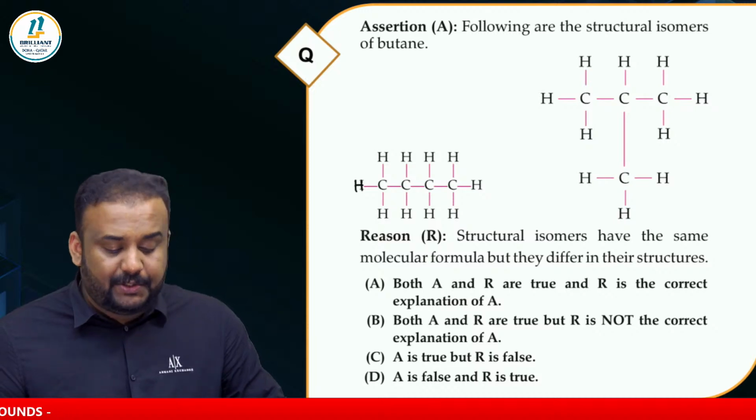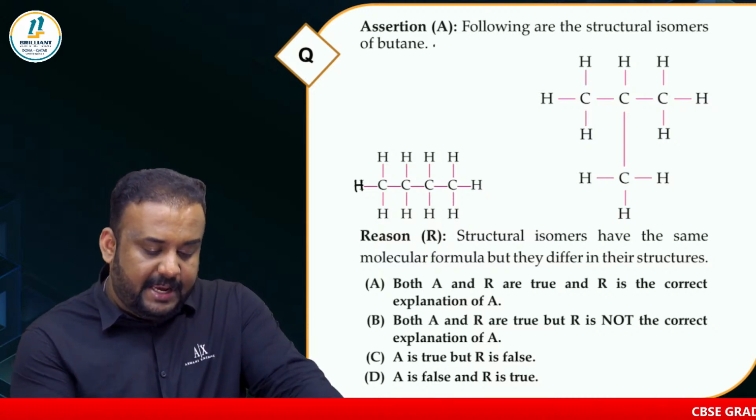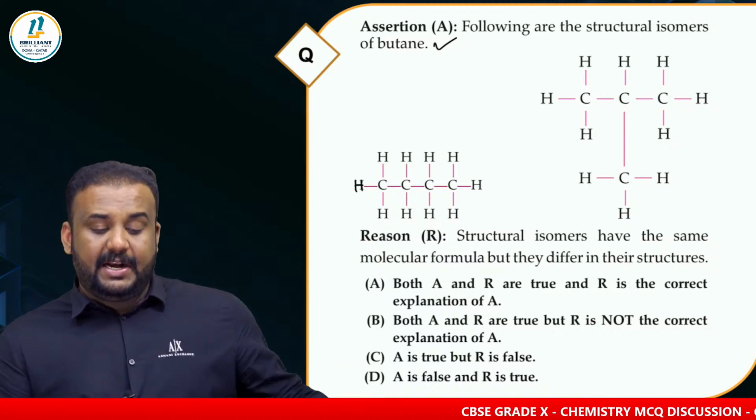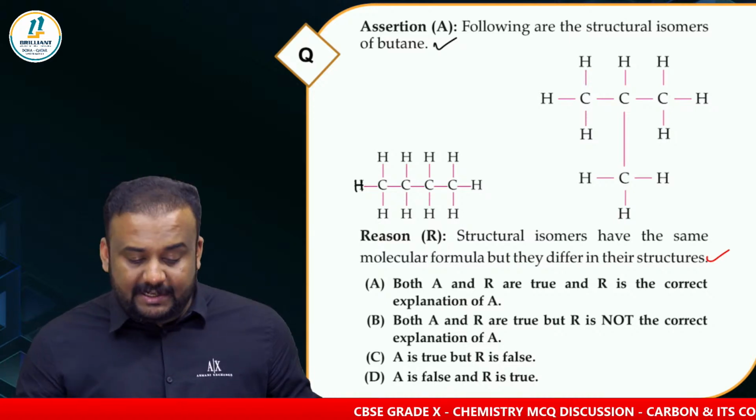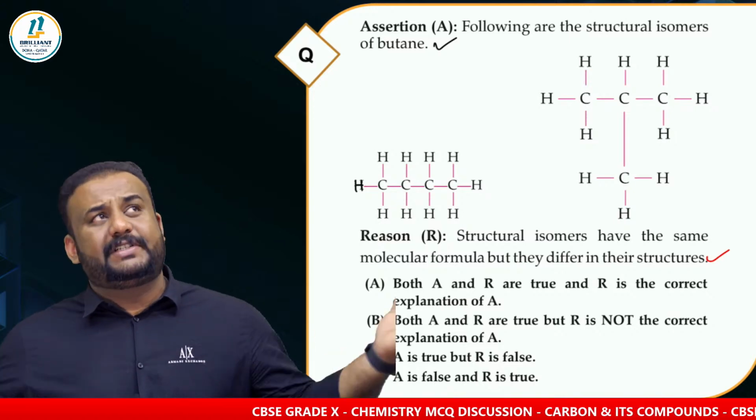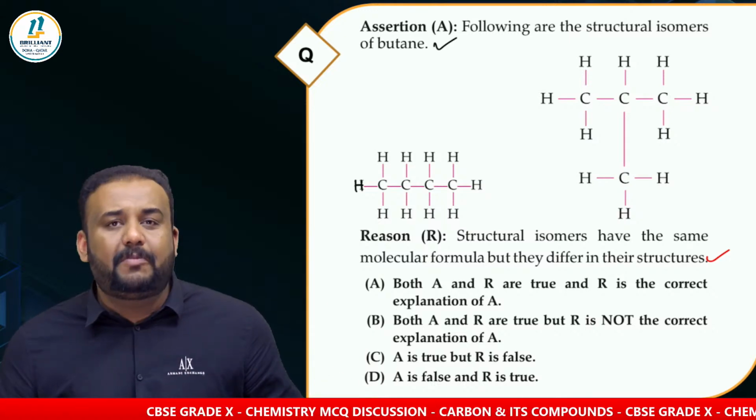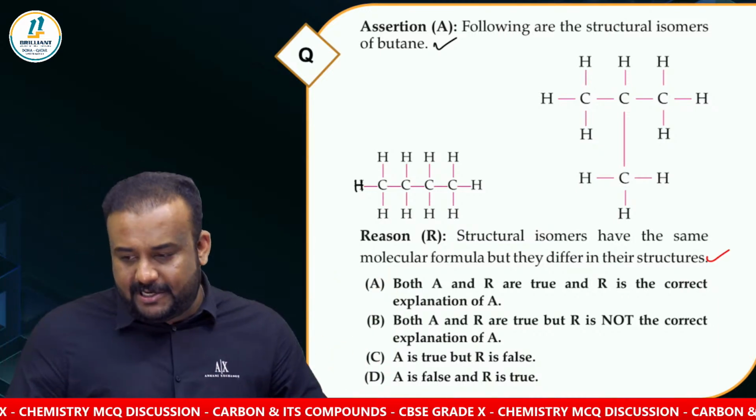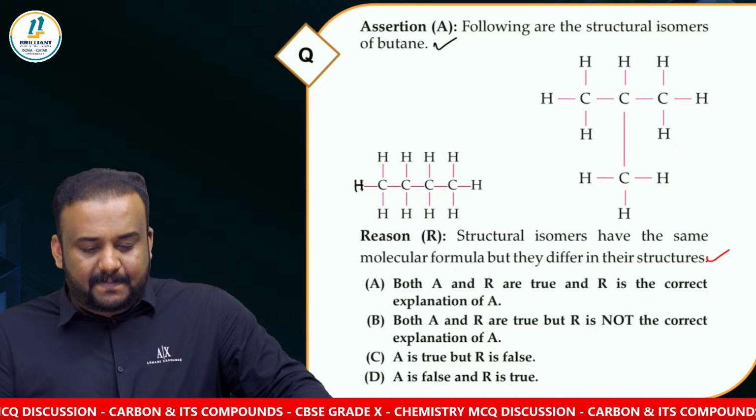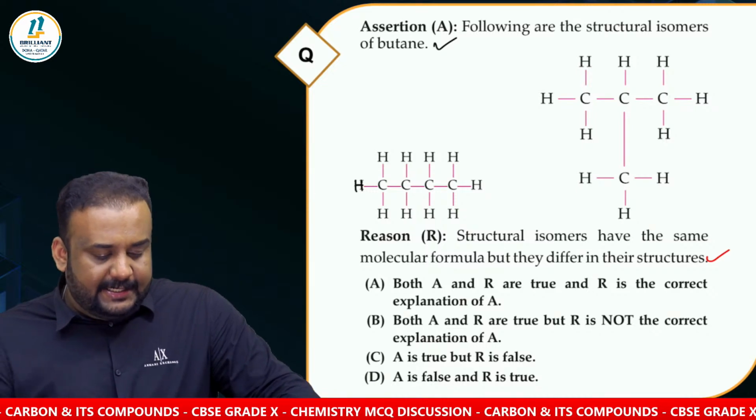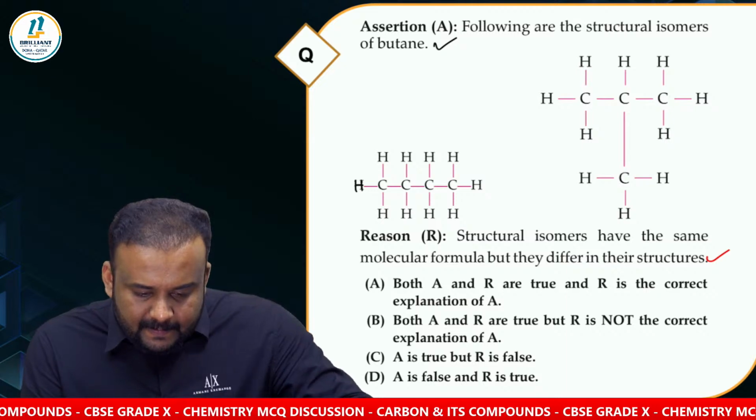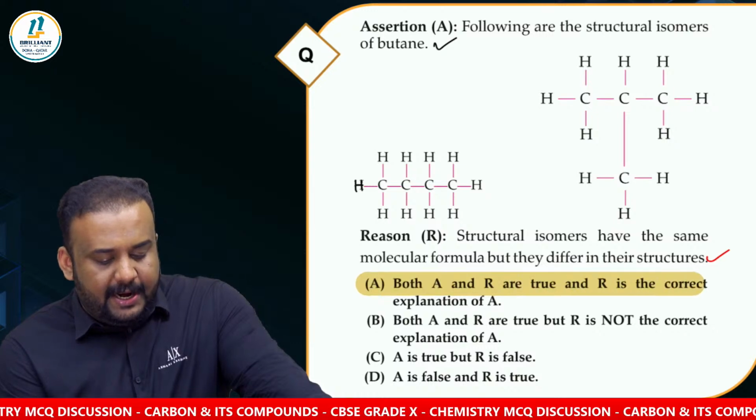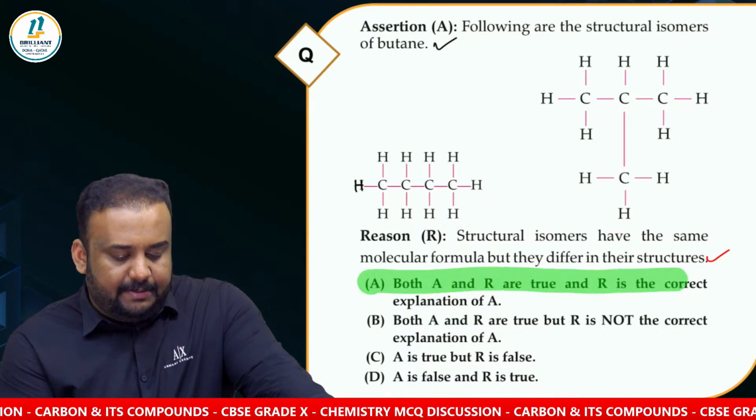So they are isomers. The reason they have given here is that structural isomers have the same molecular formula but they differ in their structures. That is true. Structural isomers have the exact same molecular formula. For example, butane has C4H10 as the formula, and they differ in their structures. One is a straight chain isomer, one is a branched chain isomer. Is it clear to everyone? Yes, so it is option A. Yes, Praveena, Hamdan, very good. Both A and R are true, and R is the correct explanation of A.